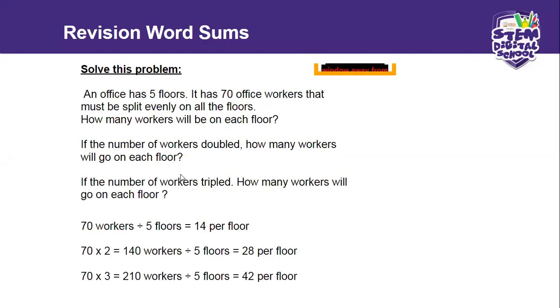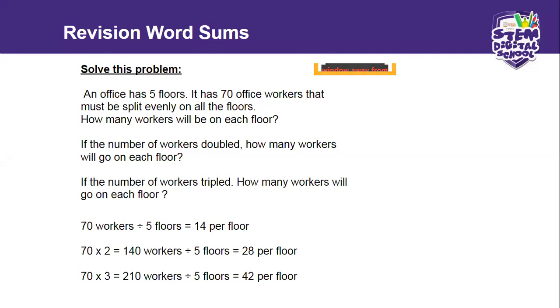The first one, remember, we've got 70 office workers and then we've got 5 floors. For each floor to have an equal number of people, it's 70 divided by 5 floors, and it gives us 14 people or 14 workers per floor. The second bullet says that if the number of workers doubled, how many workers will go on each floor?